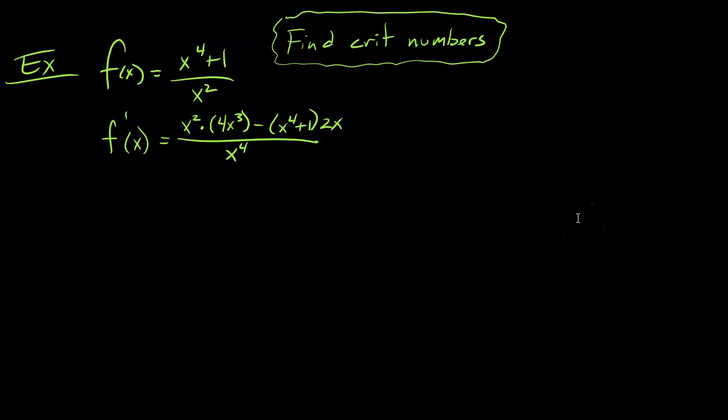Keenan, what's going to be the hardest part of working with this equation? Do you remember what we have to do with the derivative? Like what are we doing when you find critical numbers?